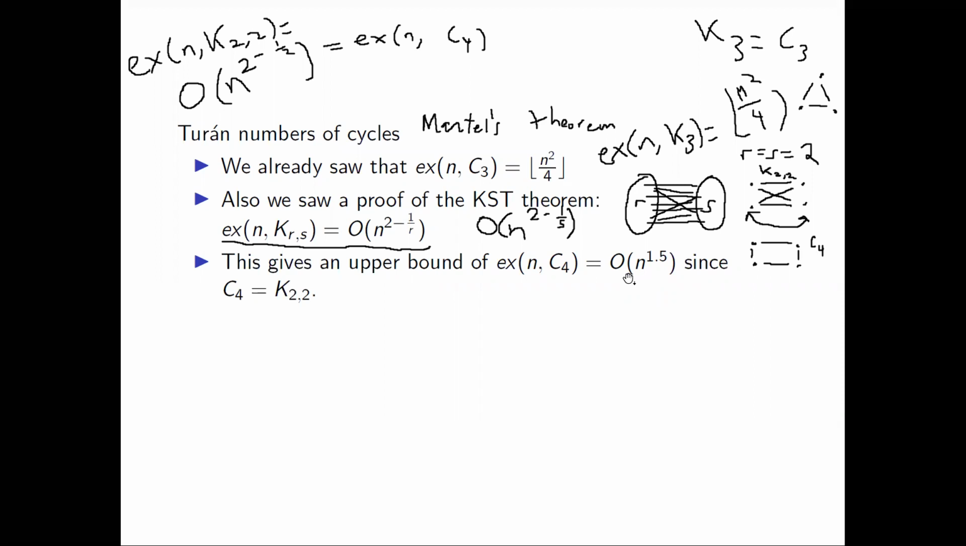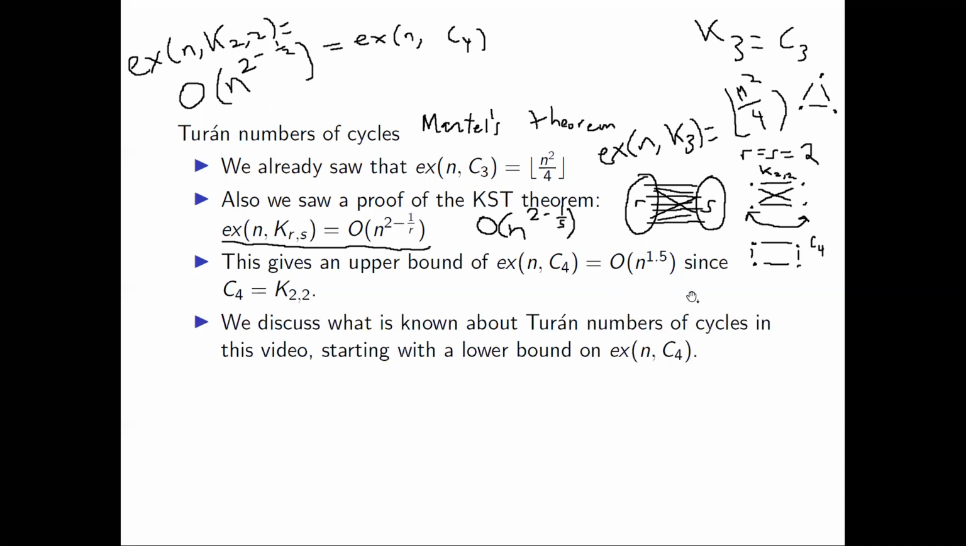On the next slide, we're going to show a matching lower bound for the Turan number of the cycle of order 4, matching up to a constant factor, I should say. So we're going to show an omega of n to the 1.5 bound for the Turan number of C4. We're also going to look at some more odd cycles besides C3, and we'll discuss what's known about the other even cycles besides C4. So before we do this lower bound, I should erase these pictures.